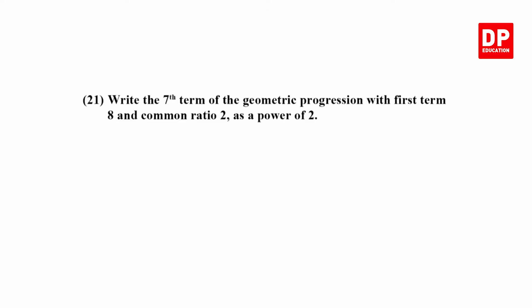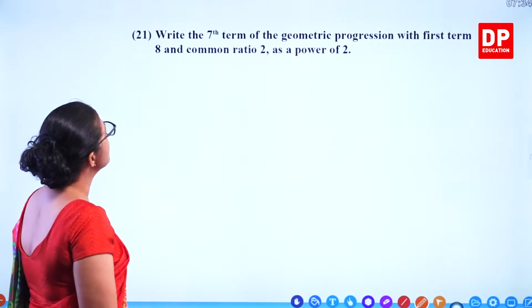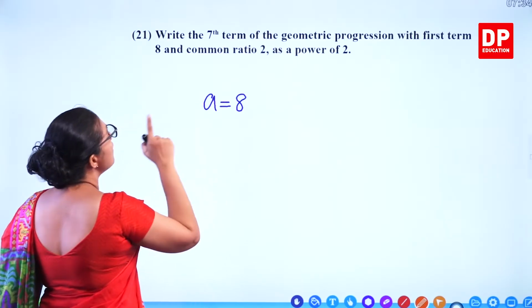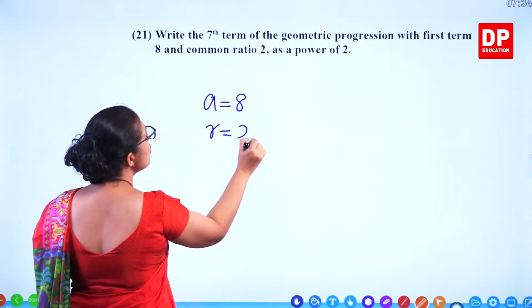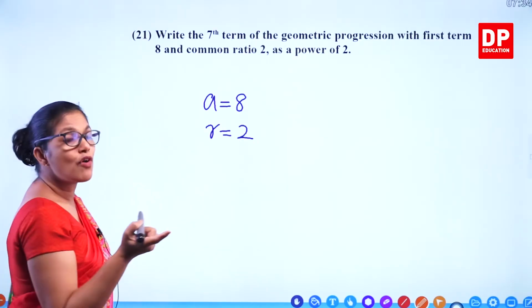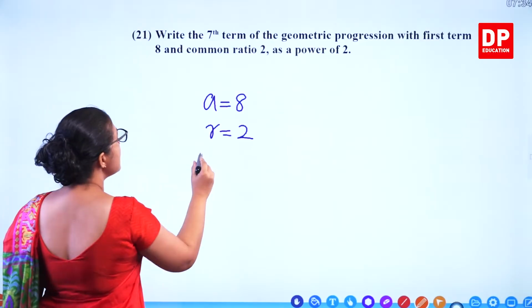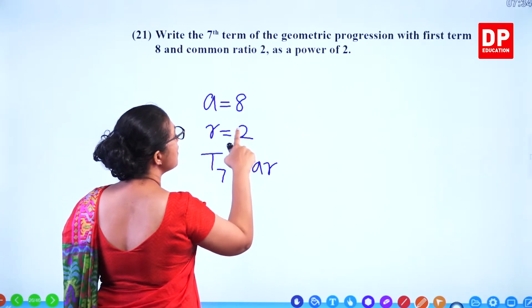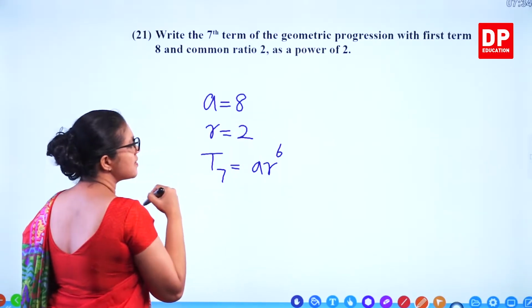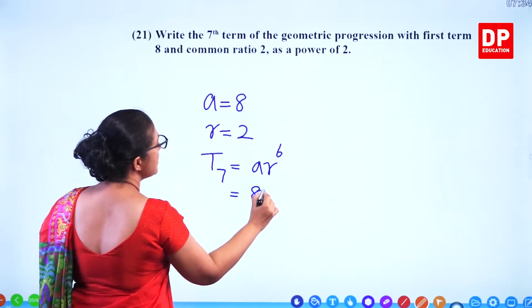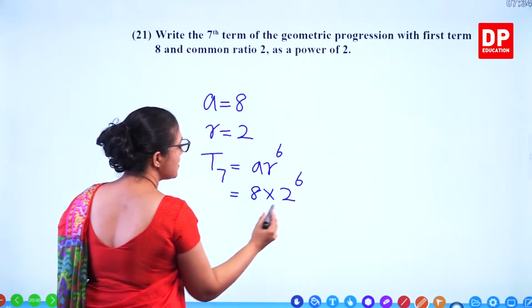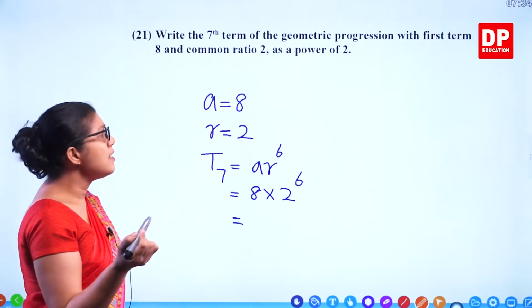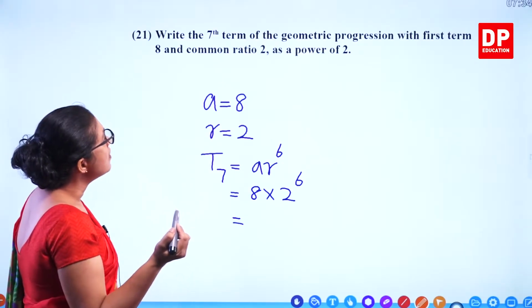Write the 7th term of the geometric progression with first term 8. First term we can write A equals 8. The common ratio R equals 2 as a power of 2. So what's the 7th term? T7 you can write AR to the power 7 minus 1. That's 6. A is 8, R is 2, 2 to the power 6. But you can't keep it like this. You have to write everything in terms of power 2.